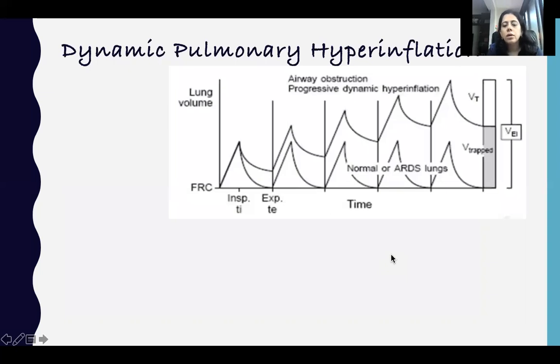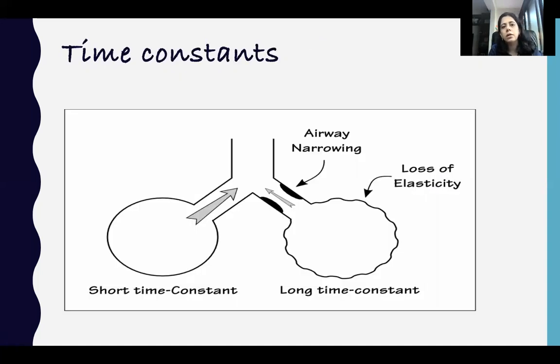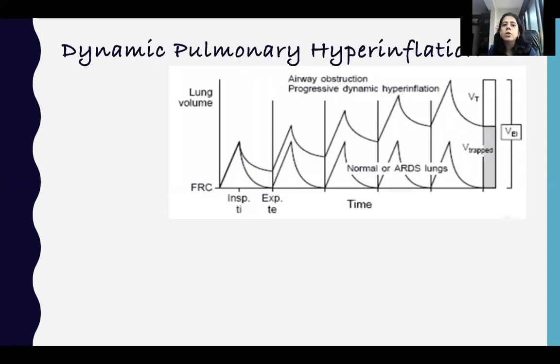Okay, so a COPD lung would have a double issue. That is, it has a problem not just because of narrowing of the airway, but also because of loss of elasticity in the alveoli. Having understood what is time constant, let us now understand another terminology, which is dynamic pulmonary hyperinflation. The final product of these changes in COPD or in obstructive airway disease will result in dynamic pulmonary hyperinflation.